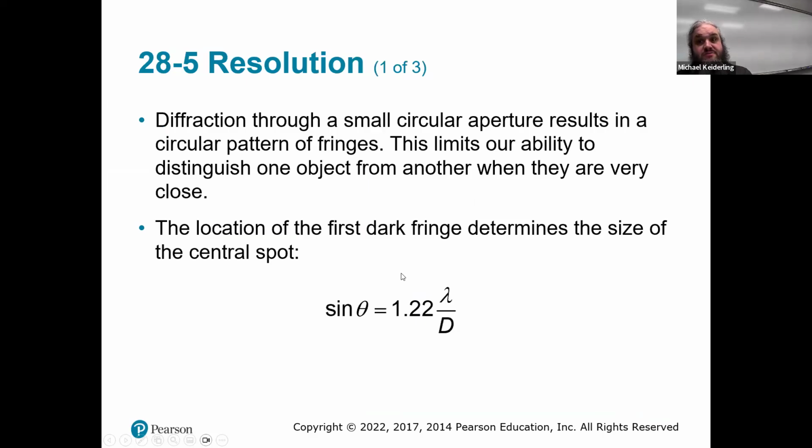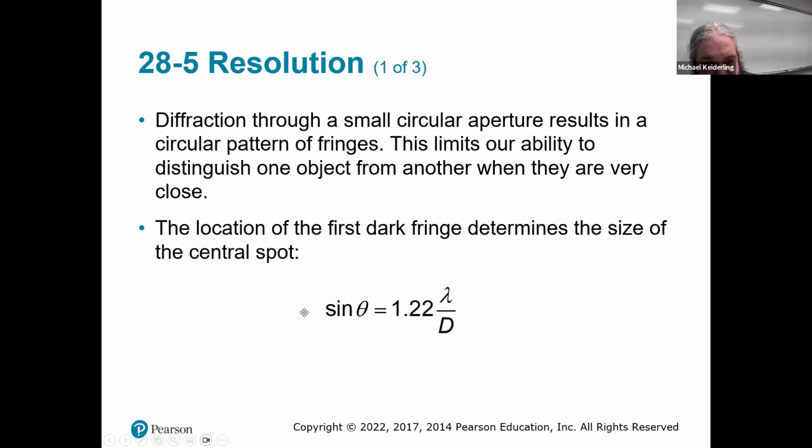So if you have something that diffracts through a small circular aperture, you get a circular pattern of fringes, and this limits our ability to distinguish one object from another when they're very close to each other. And the location of the first dark fringe determines the size of the central spot. So the sine of the angle that you can determine ends up being 1.22 times the wavelength.